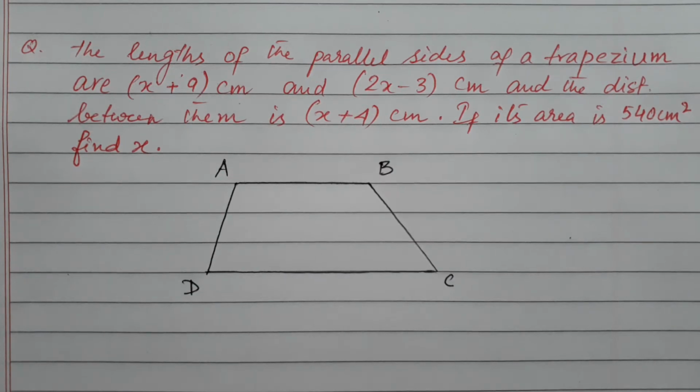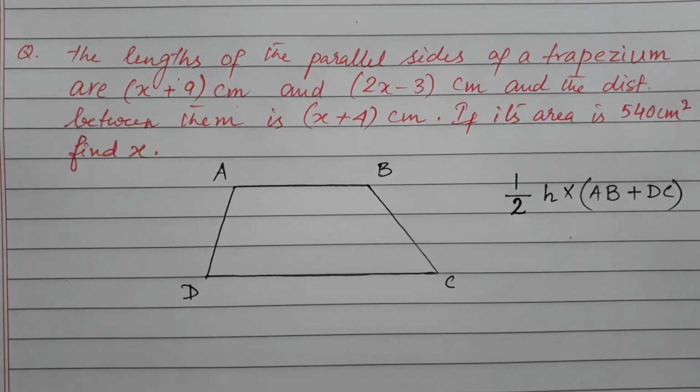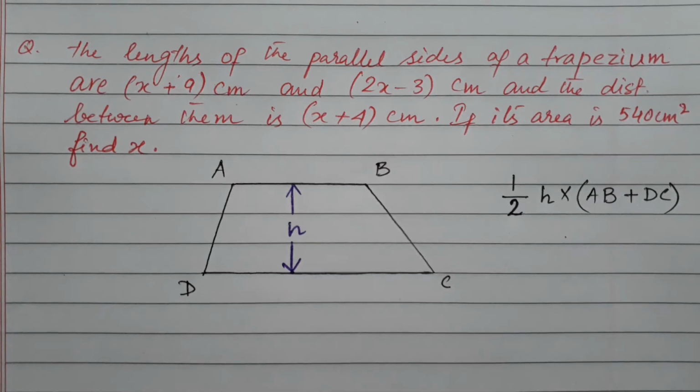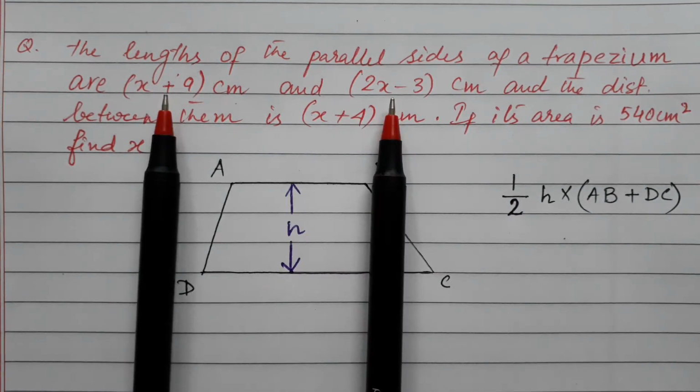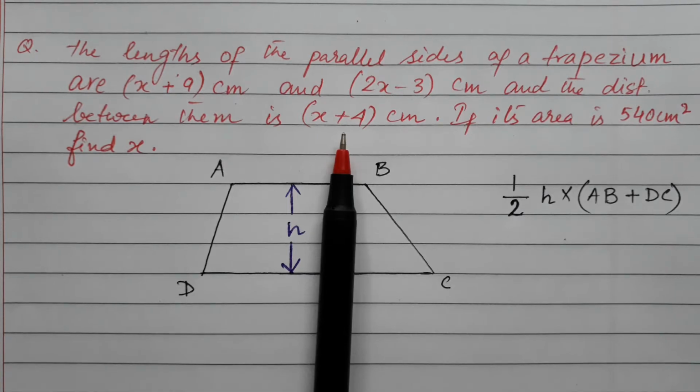We know that the area of the trapezium ABCD is given by half into h into AB plus BC, that is the sum of the parallel sides. Here h is the distance between two parallel lines. Now in the given question, the lengths of the parallel sides are x plus 9 centimeter and 2x minus 3 centimeter, and the distance between them is x plus 4 centimeter, that is h is equal to x plus 4 centimeter.